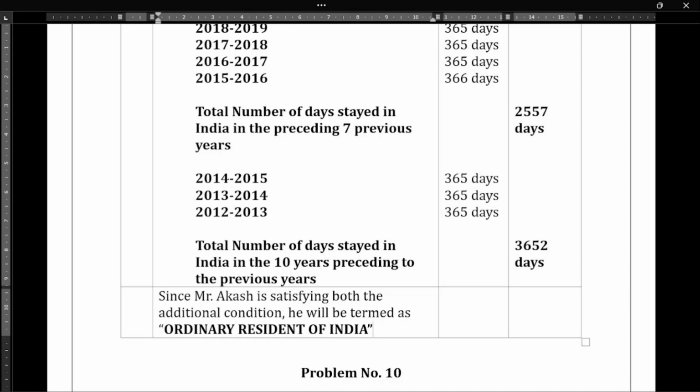Hope you understood this problem very well. If you have any doubts while solving this problem, please let me know all your doubts and queries so that I can respond to them as soon as possible.